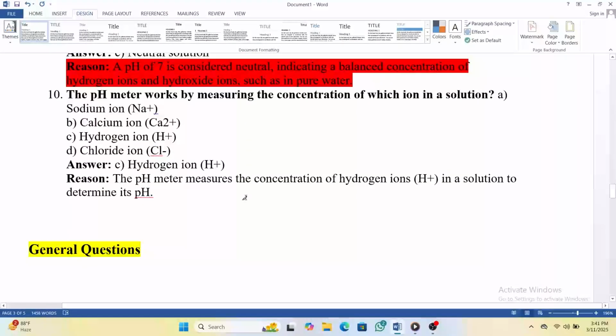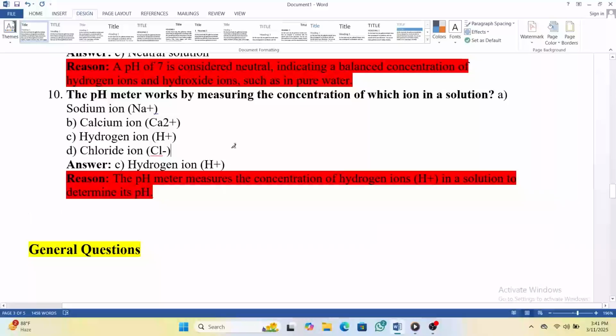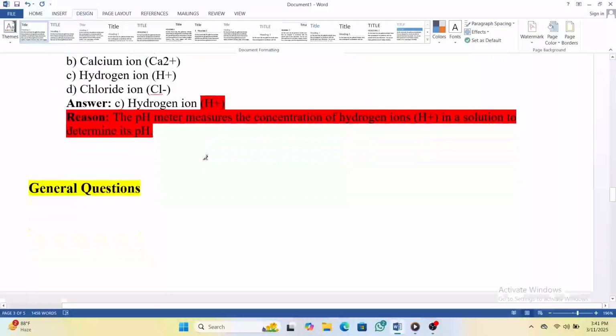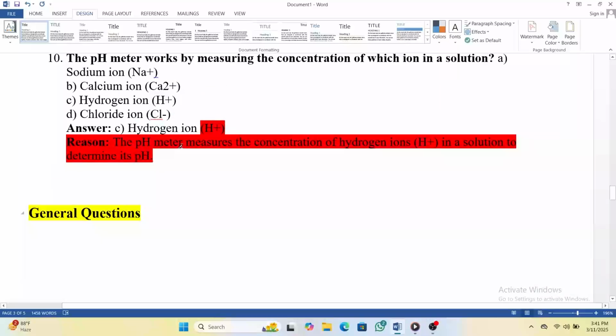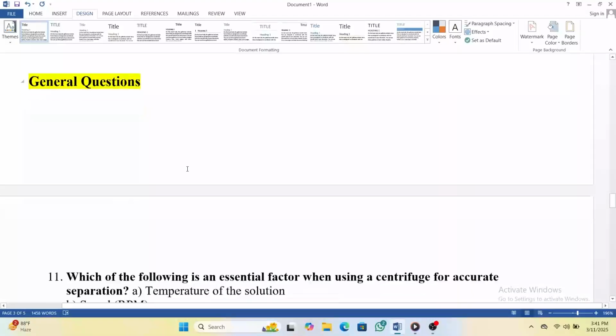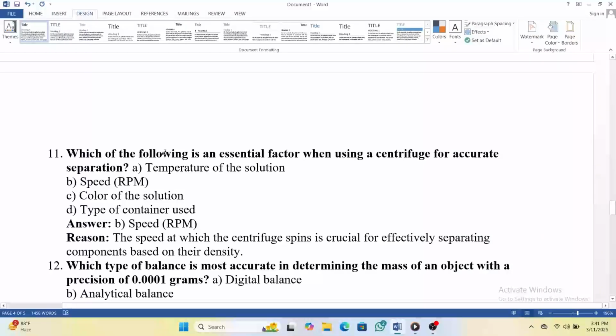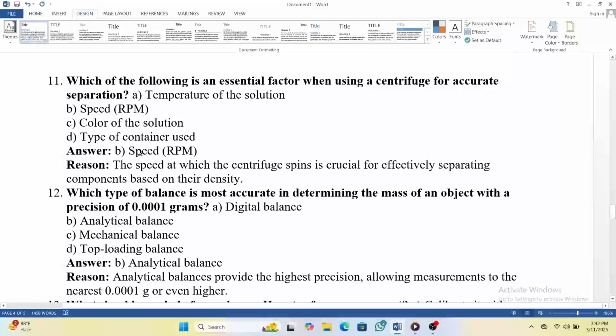10. The pH meter works by measuring the concentration of which ion in a solution? A. Sodium ion, Na+. B. Calcium ion, Ca2+. C. Hydrogen ion, H+. D. Chloride ion, Cl-. Answer: C. Hydrogen ion, H+. Reason: the pH meter measures the concentration of hydrogen ions, H+, in a solution to determine its pH.